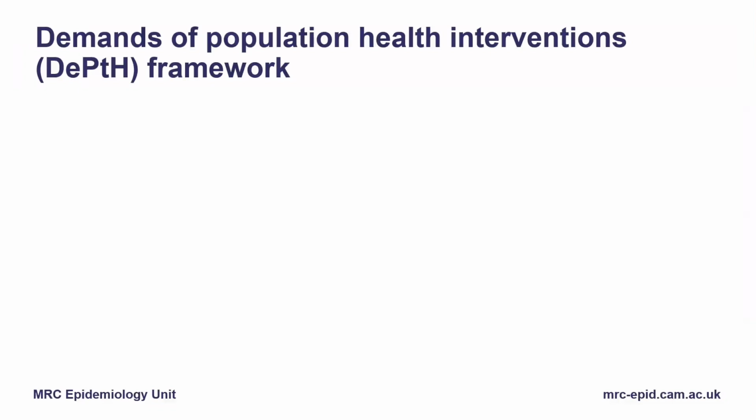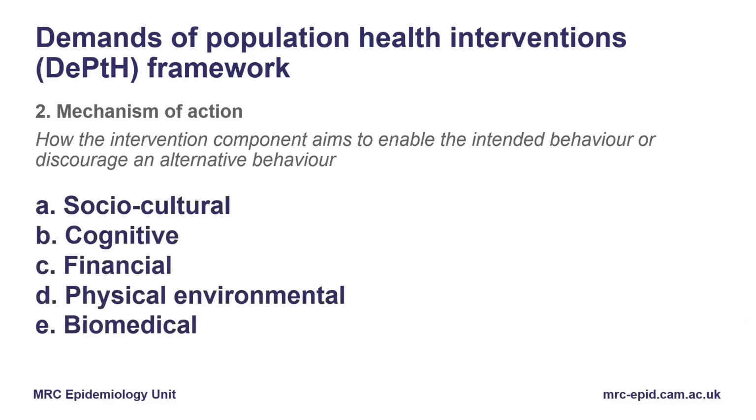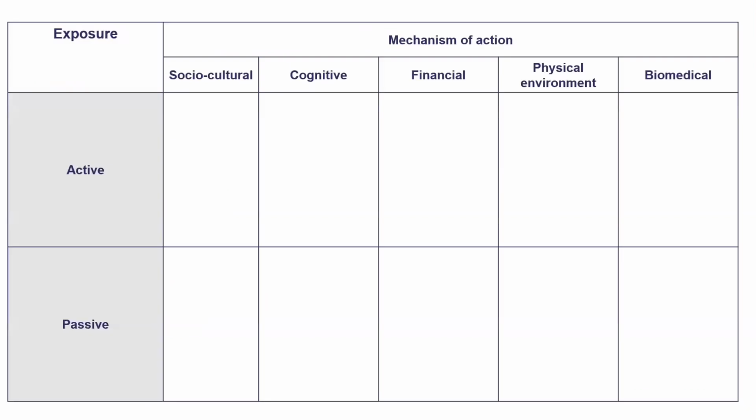So the second concept in the framework is the mechanism of action and how the intervention components aim to enable the intended behaviour or discourage an alternative behaviour. And we classified these into 5 main categories displayed here, that I'm not going to read out the definition of each single one, but I think that detail is in the paper, but there's just an illustration here of the 5 categories. So adding in the mechanism of action into the matrix begins to take shape.